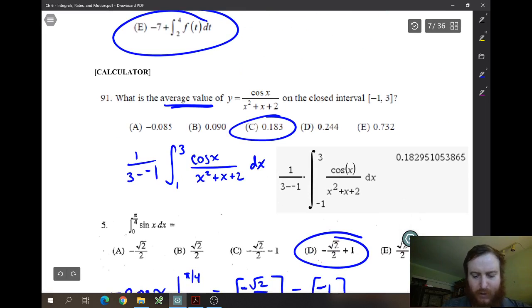All right. Next up, what is the average value? When we see the word average value, we're going to do the average value formula. This is a calculator question. You literally just type this into your calculator and get the right answer.